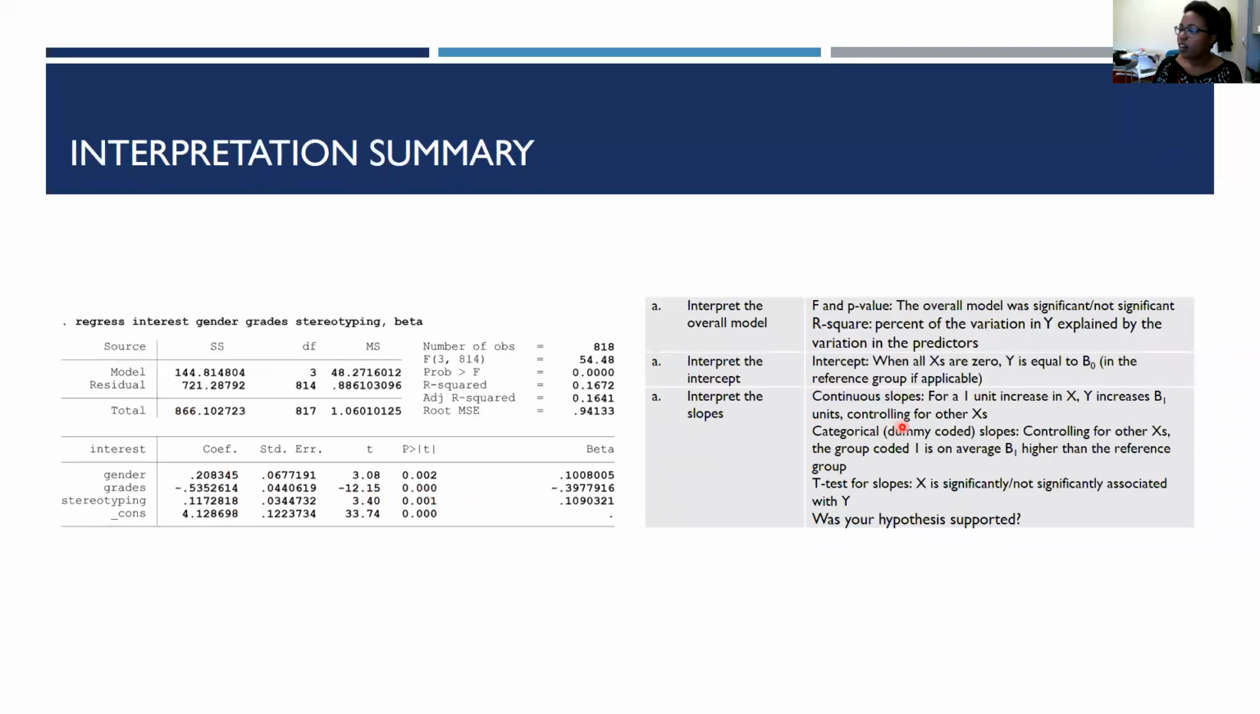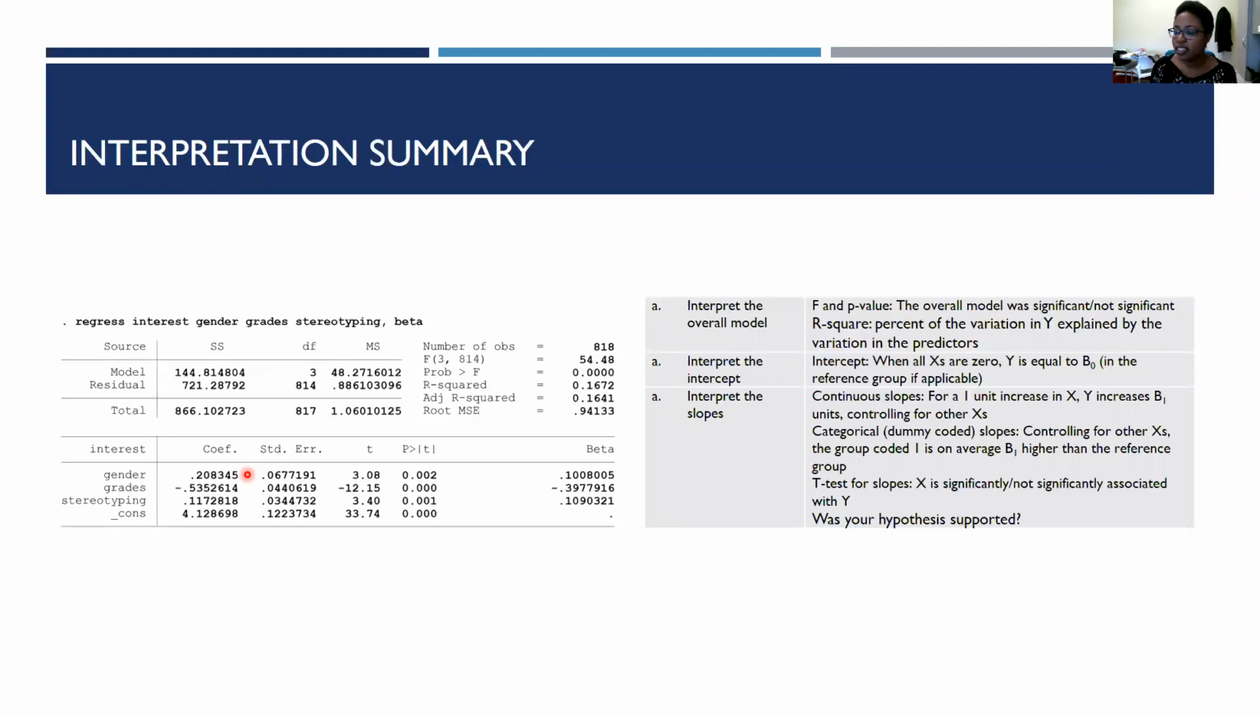And then for our categorical slope, what we're doing is looking at, controlling for the other x's, the group coded 1 is on average beta 1 higher than the reference group, right? So remember how we got our mean for the boys when these are 0 as 4.13. The girls are going to be 0.21 higher than that, when these are controlled, when these are 0. So we can see now that if you go from a 0 for boys to a 1 for girls, then girls are going to be higher on interest than boys.